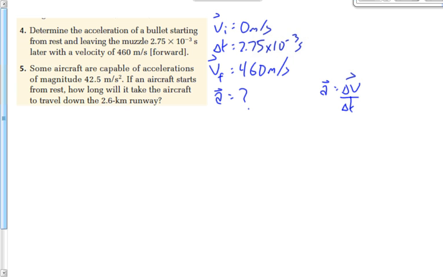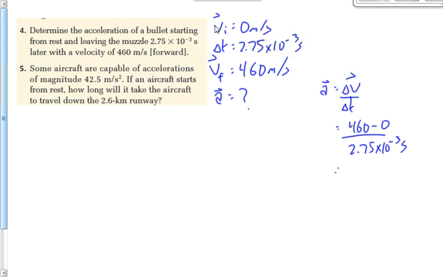I think that's the most direct way to find it, right? There's probably another way to do this if you use 2 equations. One equation gets something, then another equation. But I think the easiest way, the most direct way, is a is equal to delta v over delta t. 460 minus 0 over 2.75 times 10 to the minus 3. And what do I get for the answer there?